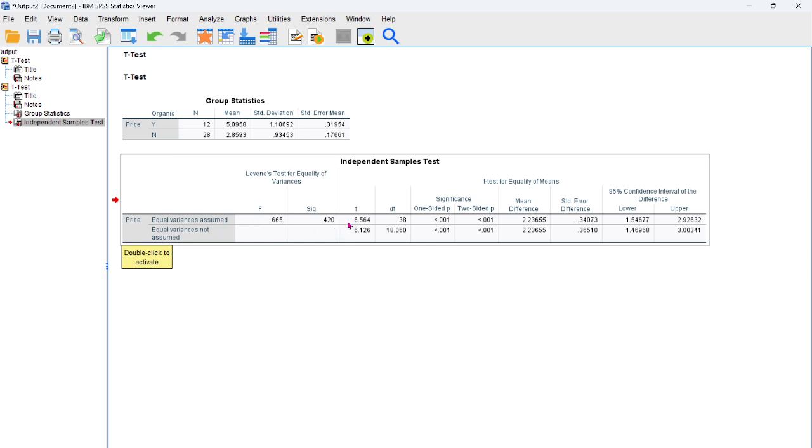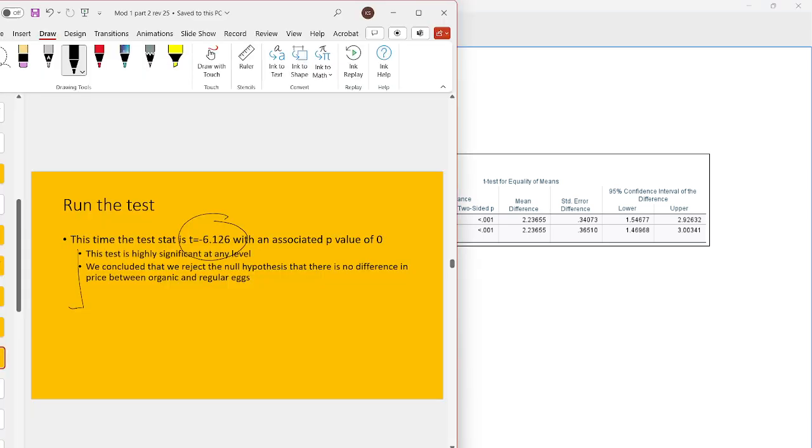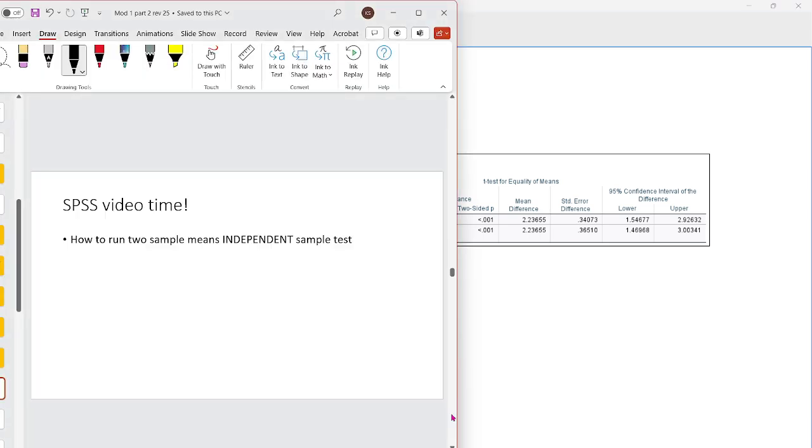The T statistic is 6.564, which is really huge. The p-value is astronomically less than 0.05, so they just say less than 0.001. The confidence interval does not contain 0, so all indicators are that there's a huge difference between organic and non-organic eggs. So hey, that is the example I have of the independent two sample t-test.